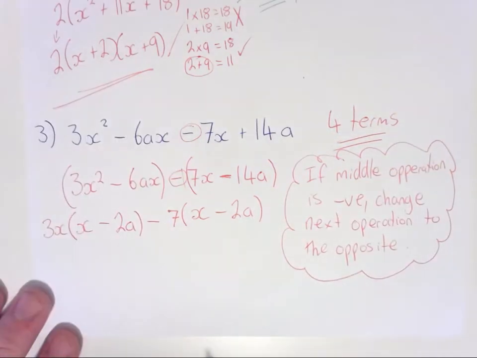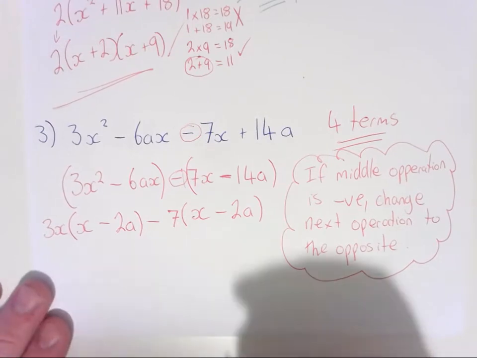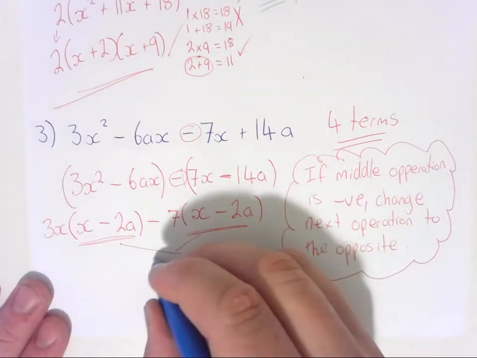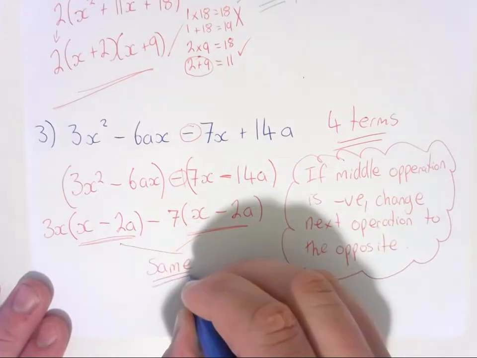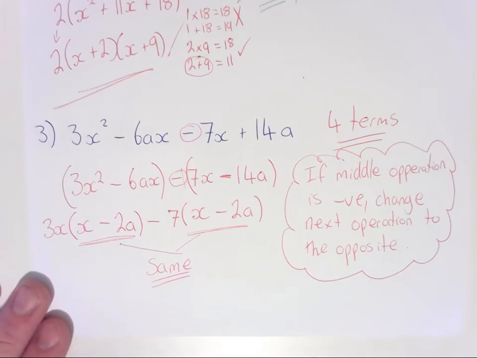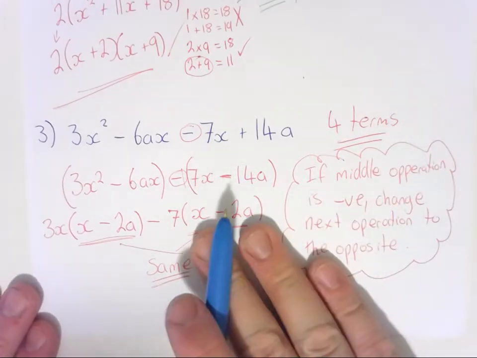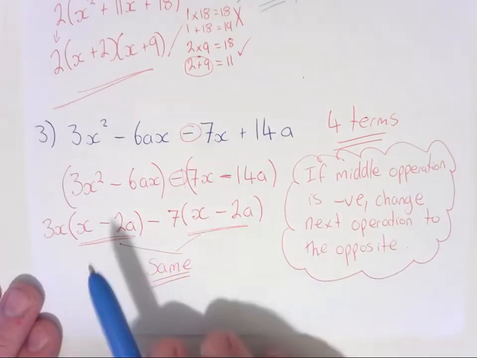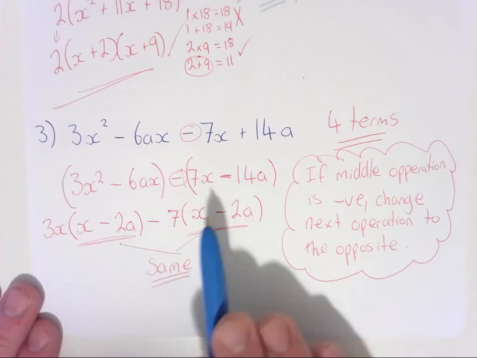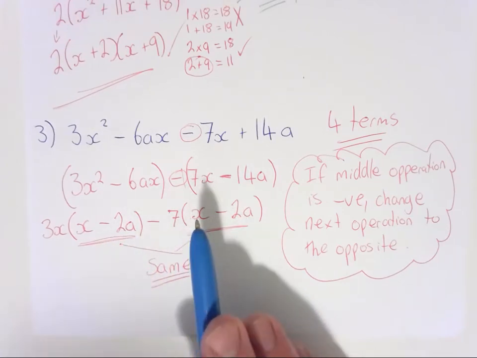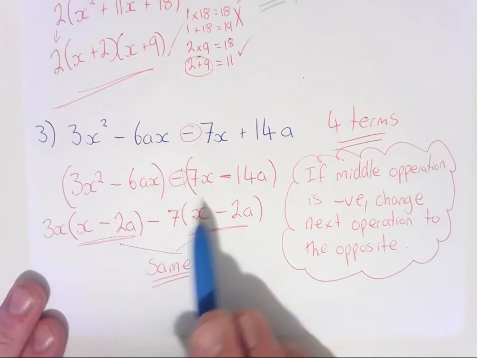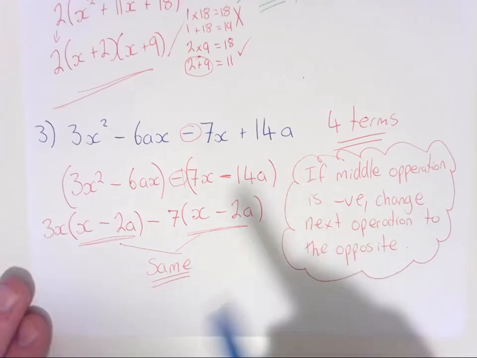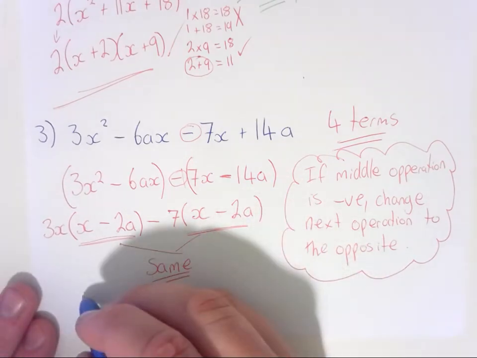Now, what do we notice about my two sets of brackets? This one and this one, they are the same. That means our factorising by grouping, which is what we are doing here, has worked. If you get to this point and these two things are not the same, you've either made a small mistake or factorising by grouping will not work. These must be the same for this to work.